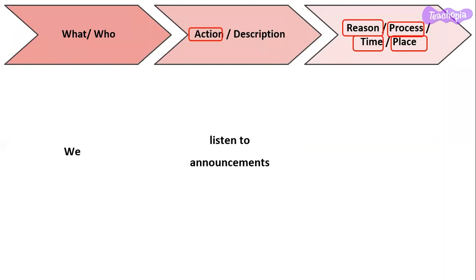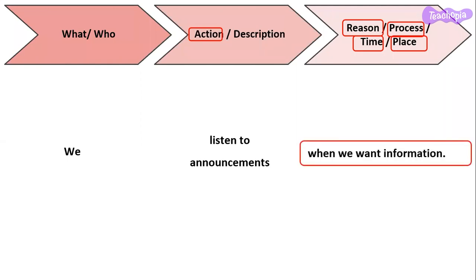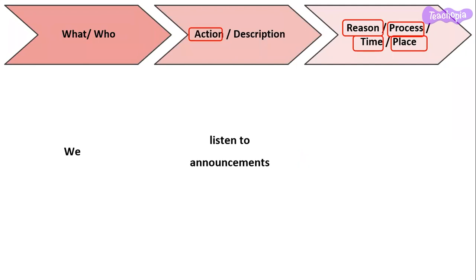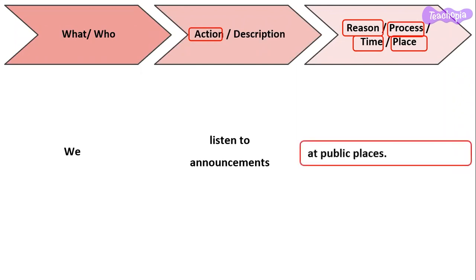We listen to announcements when we want information. That is the time. If I want to add information about place, I will say at public places. So we listen to announcements at public places. So here you can see how we can use the 3 blocks when we are talking about a topic to give lots of information regarding the topic, especially when it comes to an action.